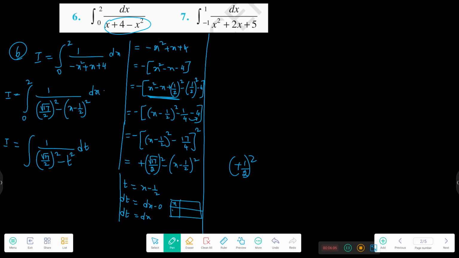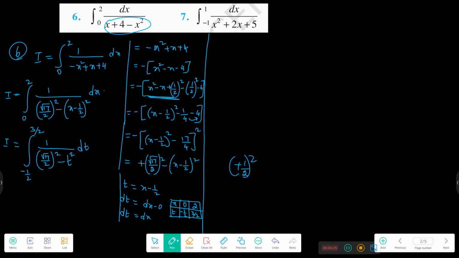Listen, t is x minus 1 by 2, and the x values are 0 and 2. So for 0, what I am getting is minus 1 divided by 2. If I put 2, plus 3 by 2. So the limits are minus 1 divided by 2 to 3 divided by 2.